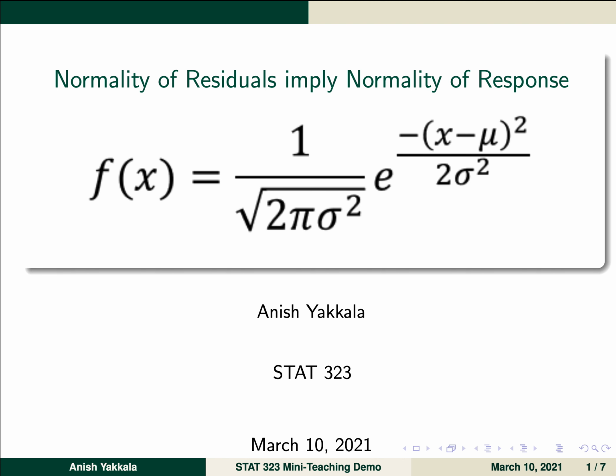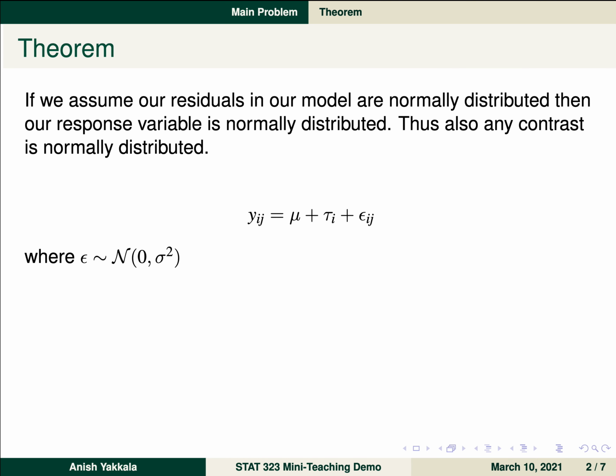Hey everybody. Today we will be proving why our ANOVA assumption about the normality of the residuals implies the normality of the response, and in turn, any contrast. Let's begin. Let's write our theorem explicitly. If we assume our residuals in our model are normally distributed, then our response variable is normally distributed. Thus, also any contrast is normally distributed.